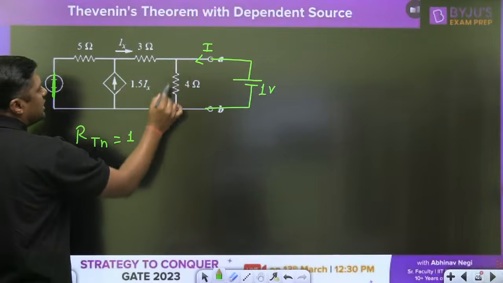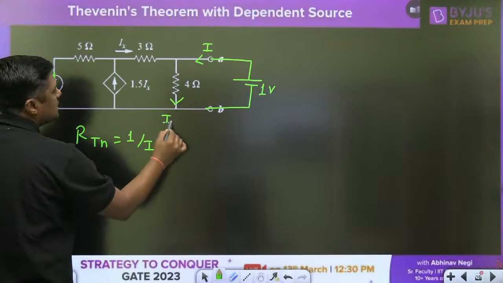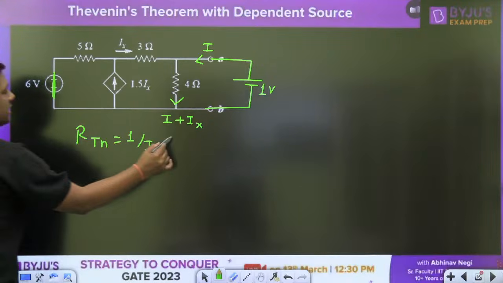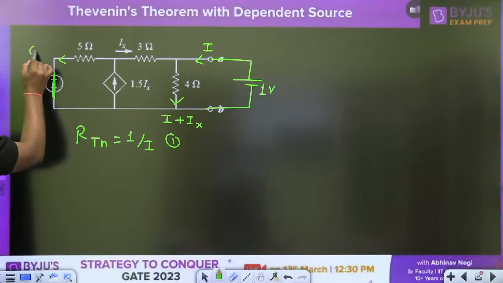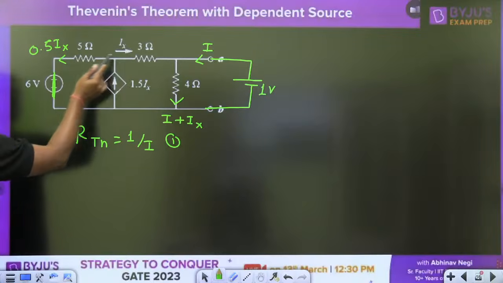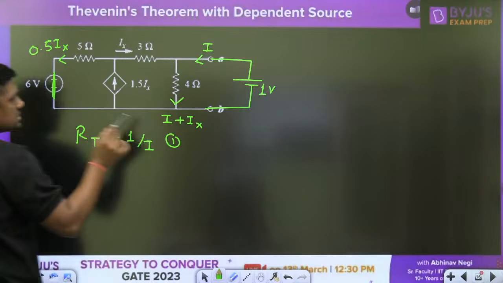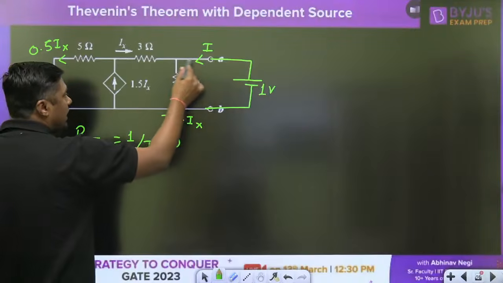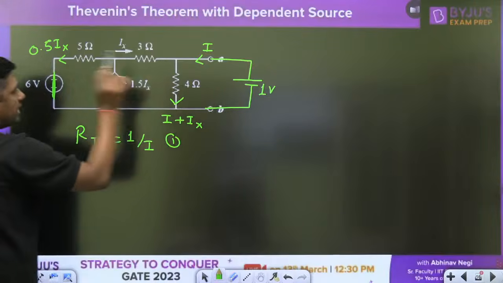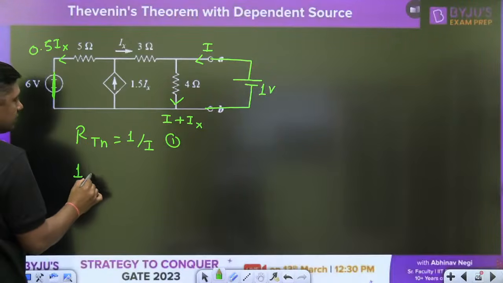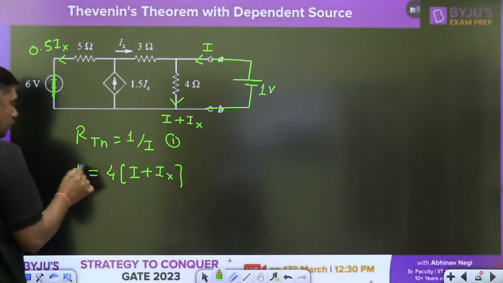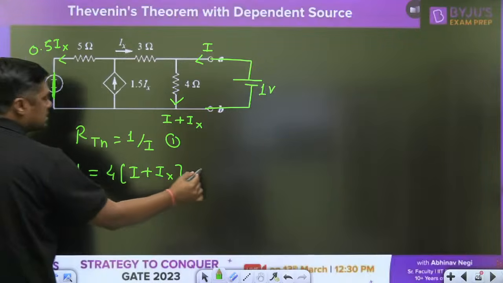This is the Ix, this is the I. So what will be the current here? I plus Ix. Now you have to find the 1 by I. What is the current here? Again 0.5 Ix. This is the 1.5 Ix, this is the 0.5 Ix, and this is the 1 volt. Now you can write a KVL here and a KVL here. So 1 is equal to 4 times I plus Ix. We want 1 by I, that's why we have to replace Ix. This is equation number 2.